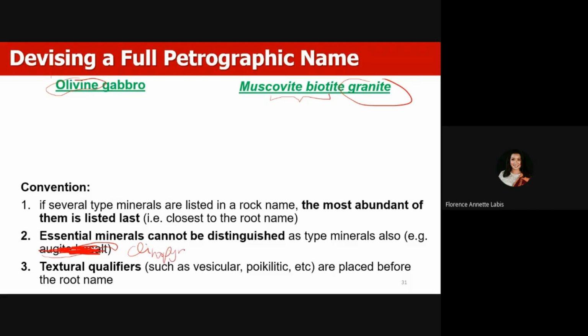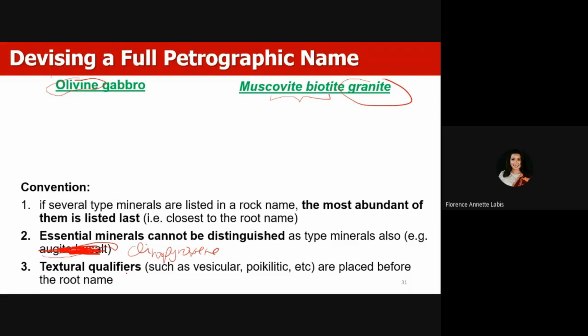And earlier, I showed you in the photomicrographs, in both basalt and gabbro, that it consists mostly of pyroxene or clinopyroxene as well as plagioclase. That's why it invalidates the petrographic name augite basalt. But if we say olivine basalt, it is still okay, right? Because olivine is just a type mineral of the basalt.